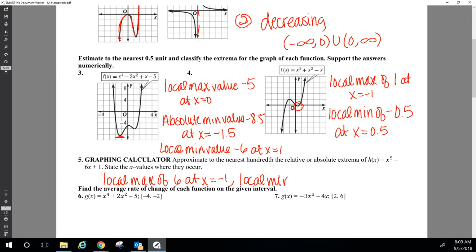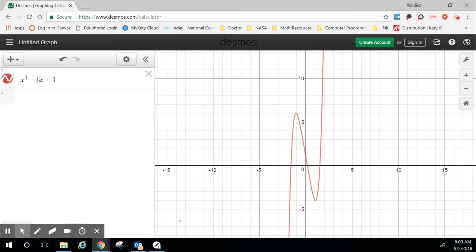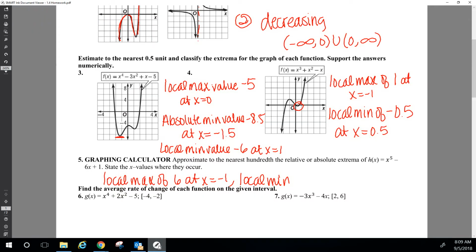And then we have a local minimum. The minimum was over here. Well, let me draw on this just so you know. And that was at 1, -4. So the value of our local minimum is -4 at x equals 1.